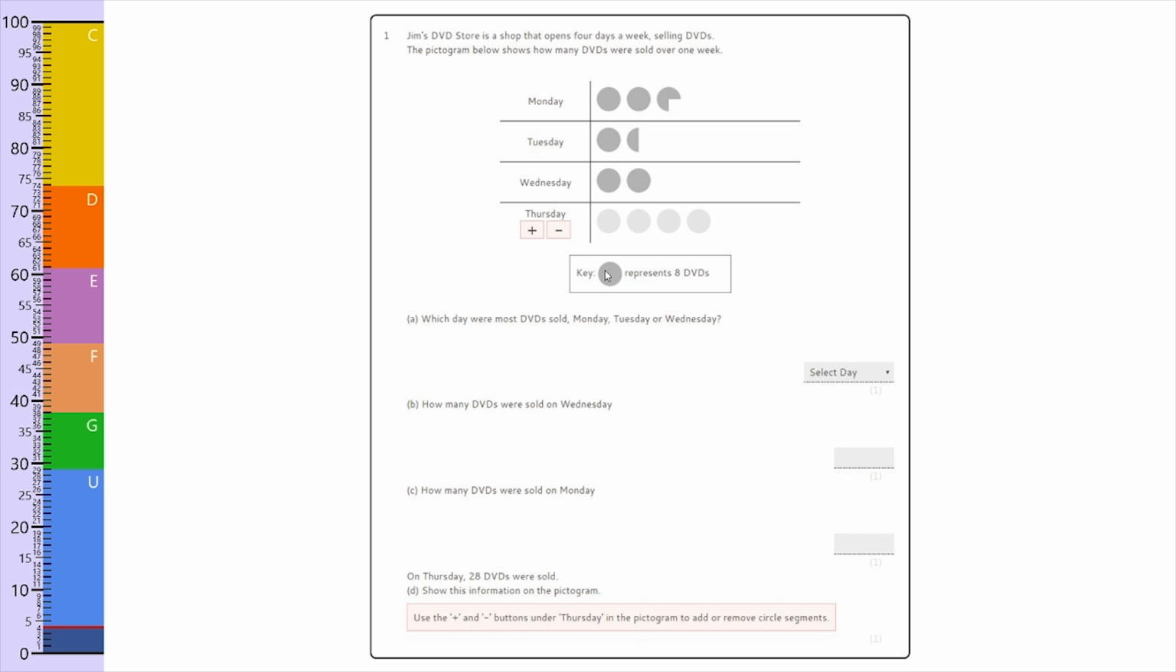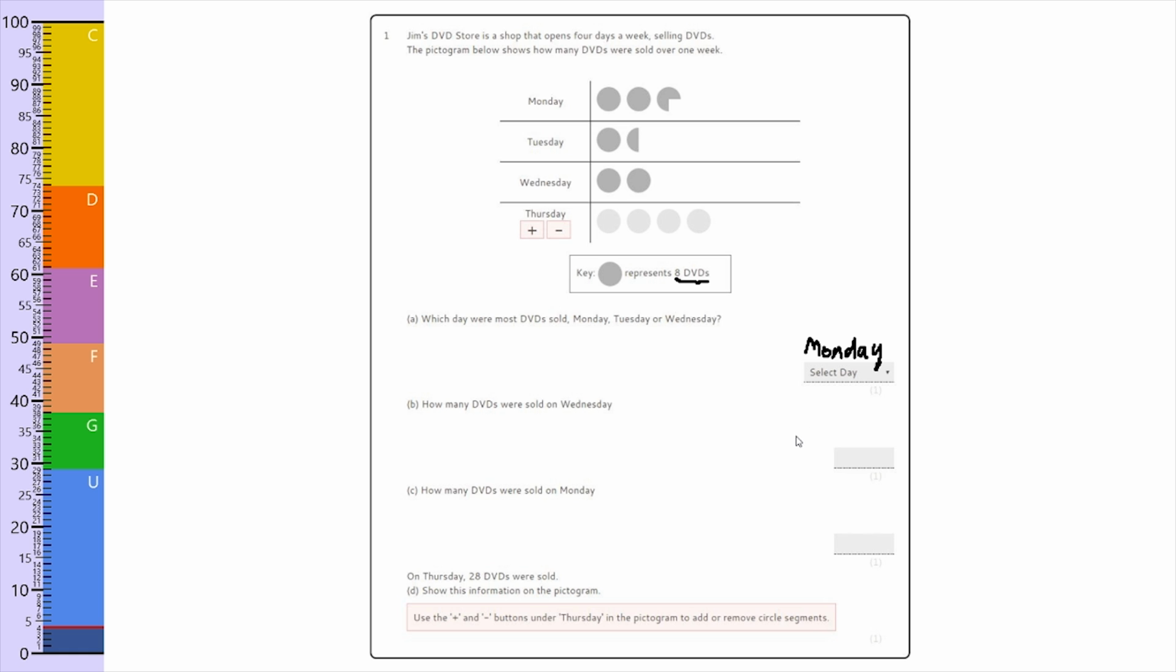First thing to notice about a pictogram is what the symbols represent. They don't always represent 1, and if you have a look here, it says it represents 8 DVDs. So each one of these is 8. It says which day were most DVDs sold, Monday, Tuesday or Wednesday. It's very easy with pictograms to see which one has the most, because it's just the one with the most circles or squares or whatever diagram it shows. So you can see here it's Monday. So my answer here is Monday. And on the website you drop down and you just select Monday.